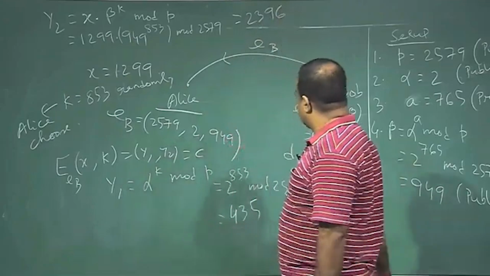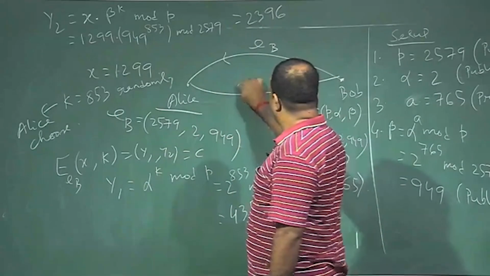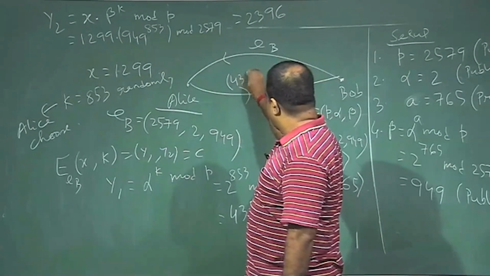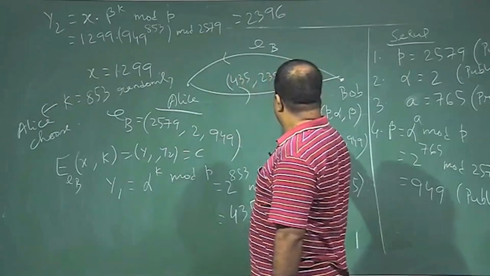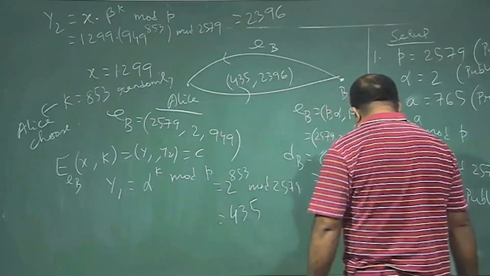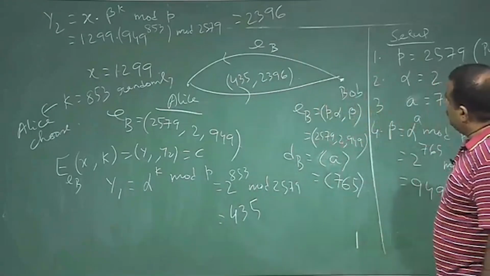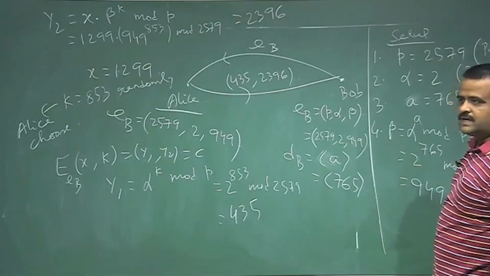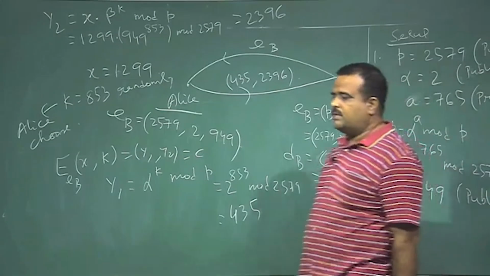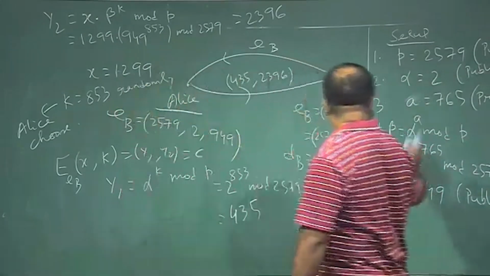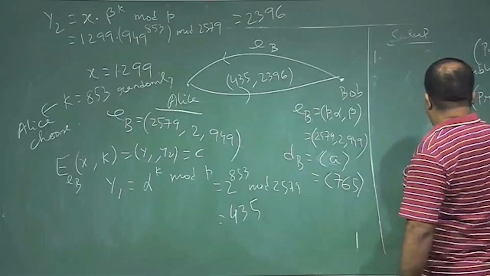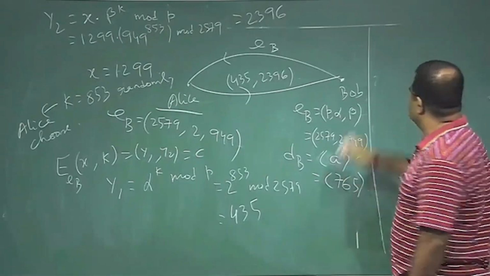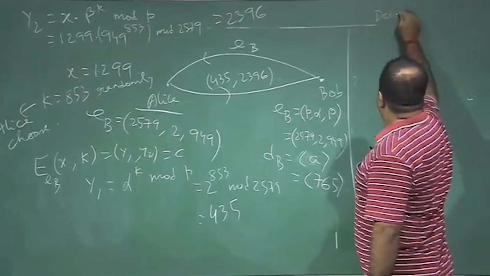Okay, so this is Y1, Y2, and this is the ciphertext. We send it to Bob. So this is 4352396. This we send to Bob. Okay, so upon receiving this ciphertext, Bob has to decipher it. Bob has to get back the message. So now we have to run the decryption algorithm. This has to be done by Bob upon receiving the ciphertext. So decryption.